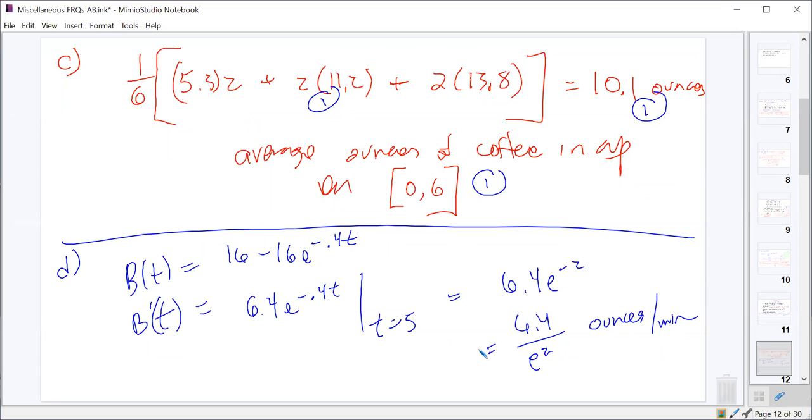If you gave 6.4 as a fraction, would that be fine? Sure. Yep, not a problem at all. And that one was worth 2 points, one for the right expression for B prime and one for the value. Everybody good? Any questions there?